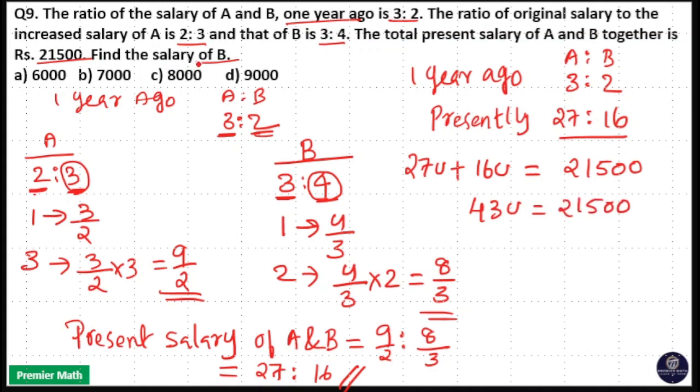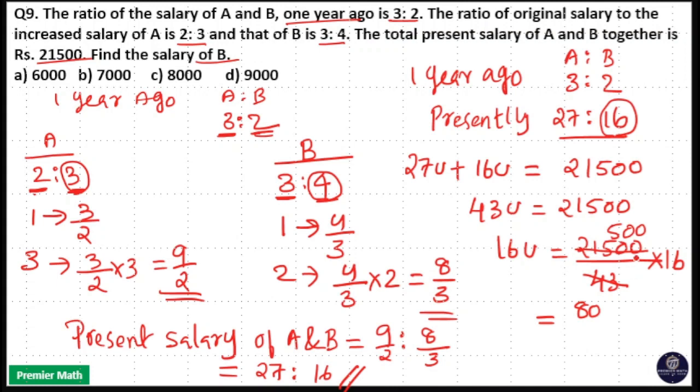We have to calculate the salary of B. Salary of B is 16 unit. So 16 unit is equal to 21,500 divided by 43 into 16. That is 43 will cancel here, 500 times 16 into 5 is equal to 80. So 2 zeros. 8,000 is B salary. Option C is your answer.